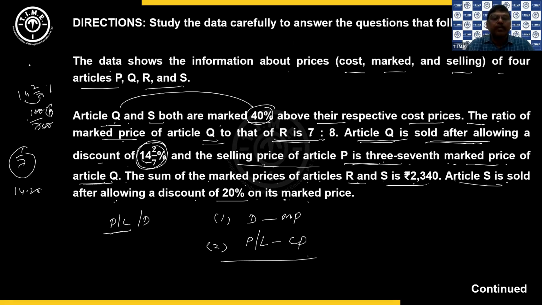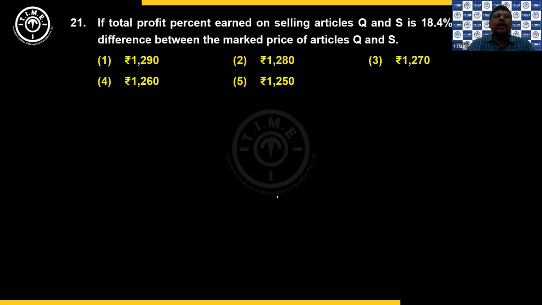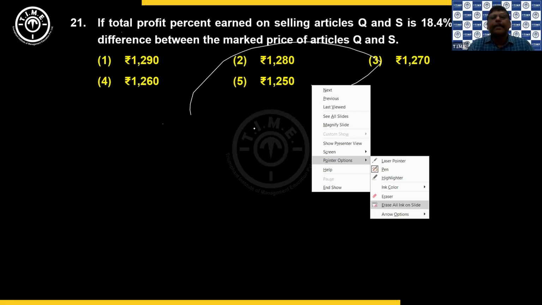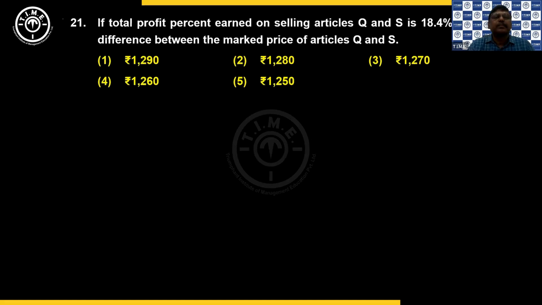So now, friends, what the first question says, if you read, students: if the total profit percent earned on selling articles Q and S is 18.4%, then find the difference between the market price of article Q and S. Total profit percent on selling Q and S is 18.4%.